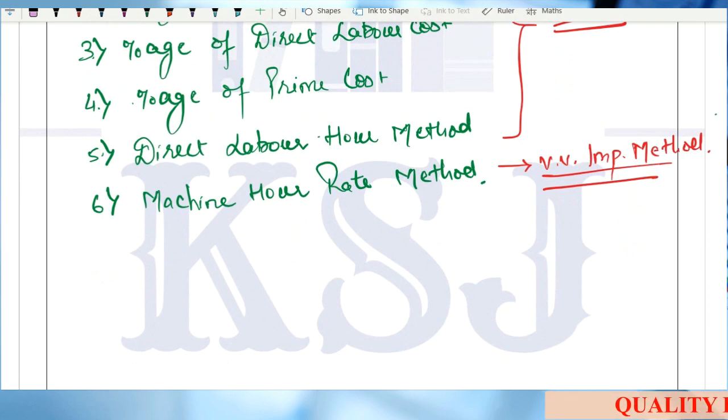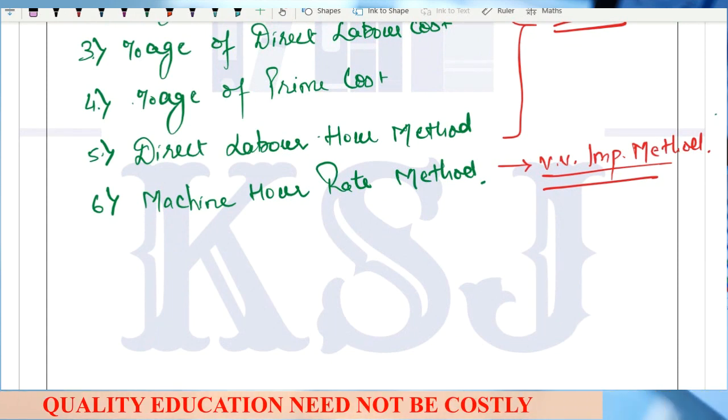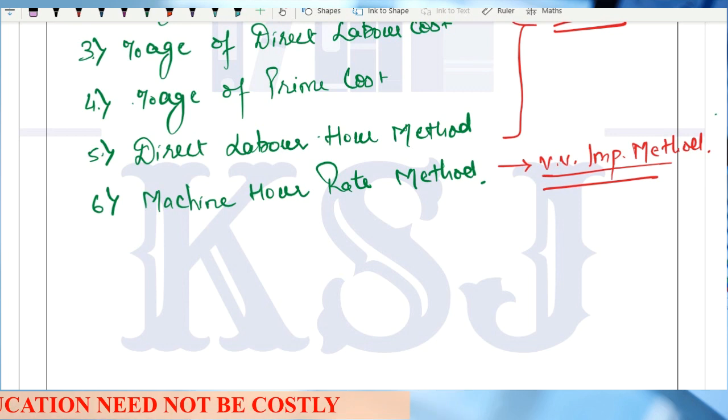So we'll be discussing this in detail. Don't worry about it. The machine hour rate method, what it is, how to do the calculations, everything we are going to discuss in detail. We'll be doing the practical problems on it.